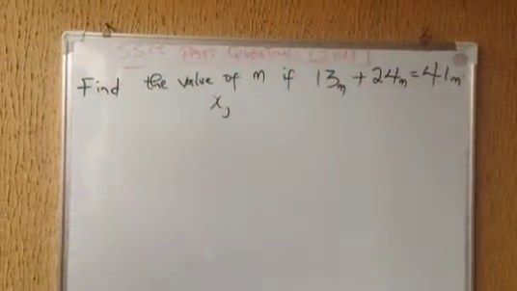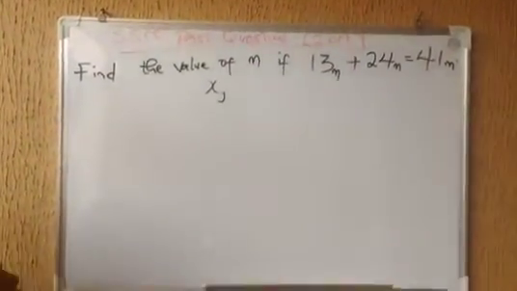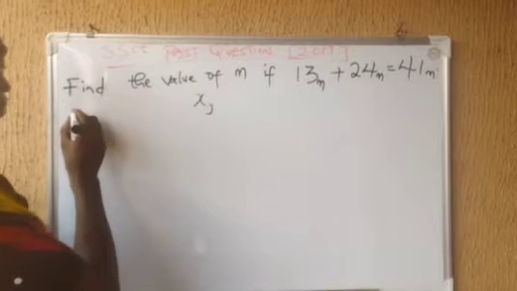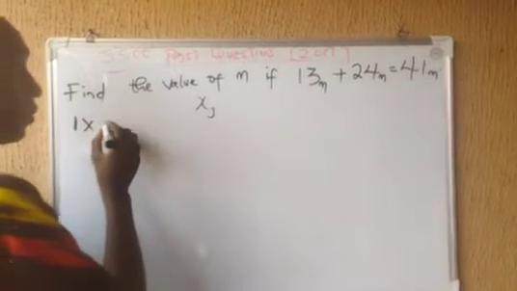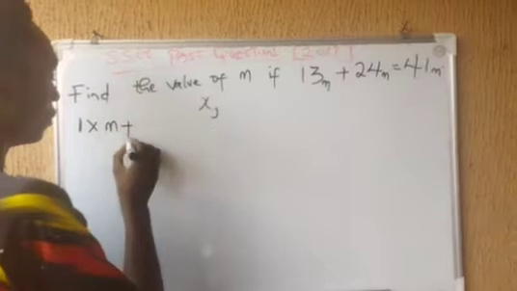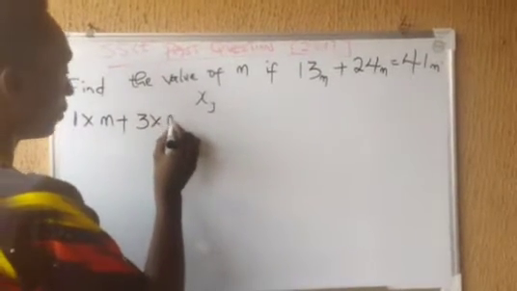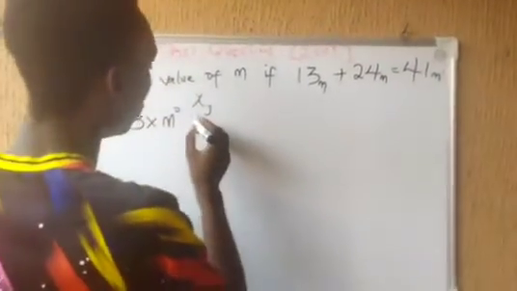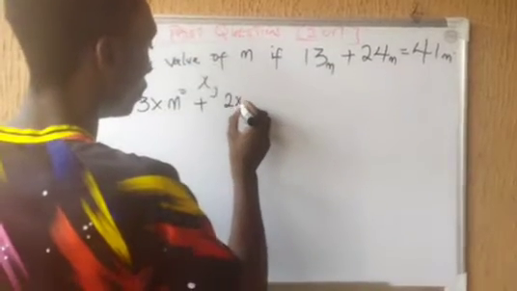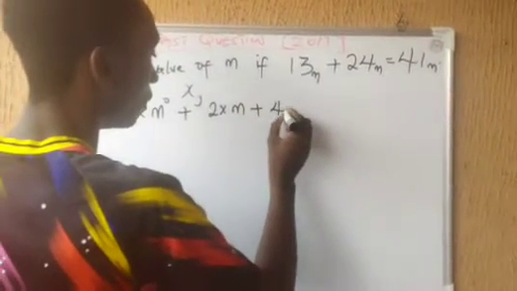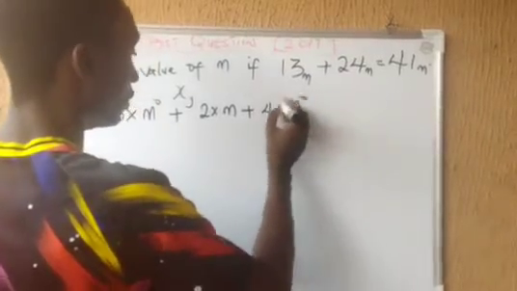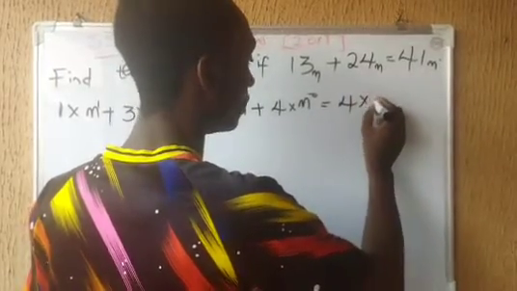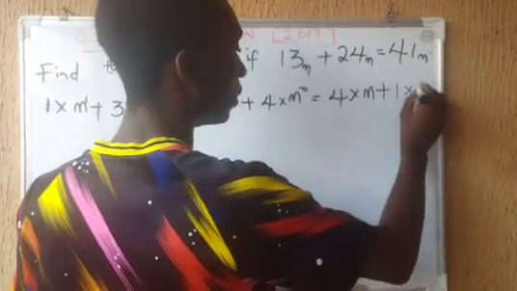So now let's get the value of m. Simply we multiply each of these digits by m raised to its place value: 3 times m to the power 1 plus 1 times m to the power 0, plus 2 times m to the power 1 plus 4 times m to the power 0, is equal to 4 times m to the power 1 plus 1 times m to the power 0.